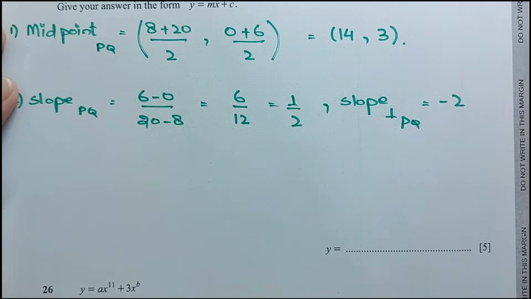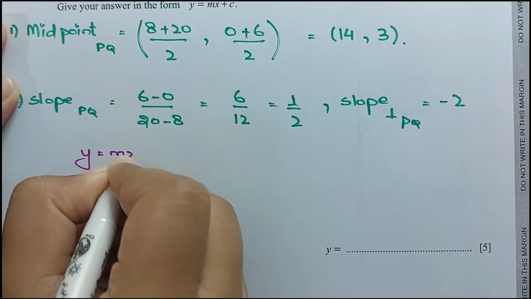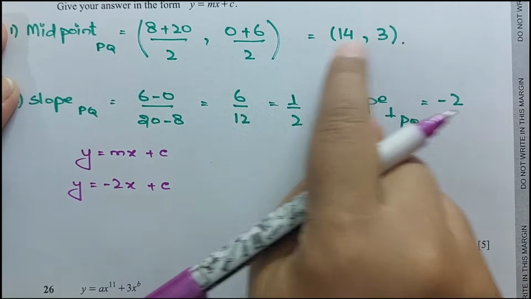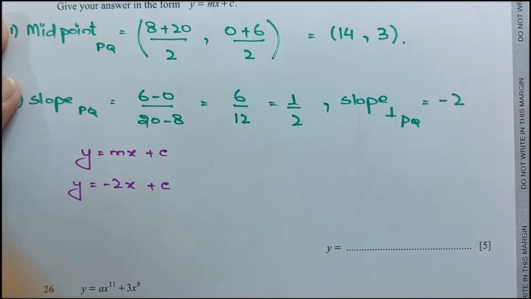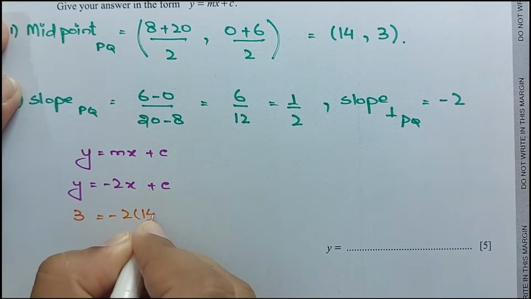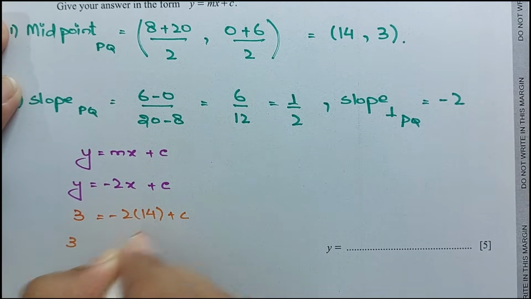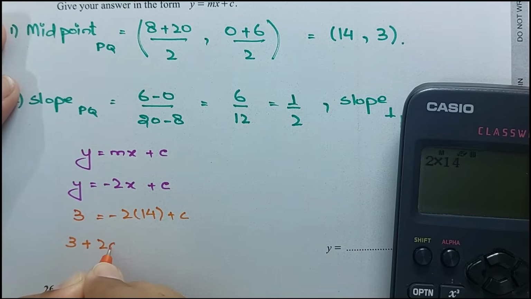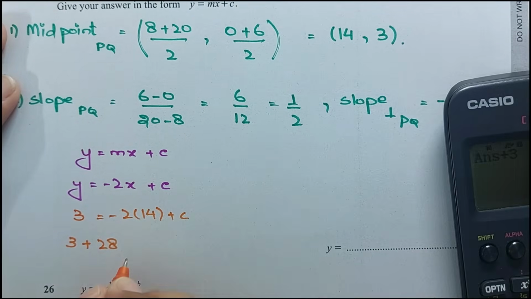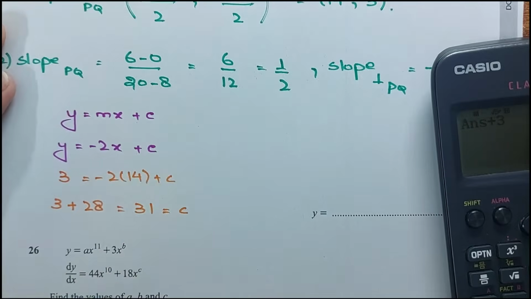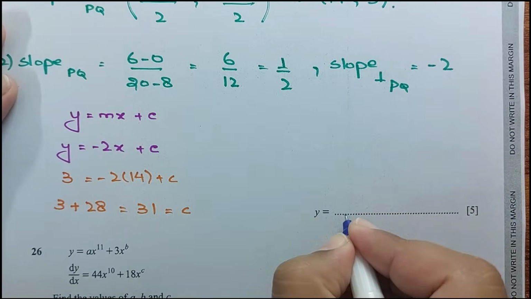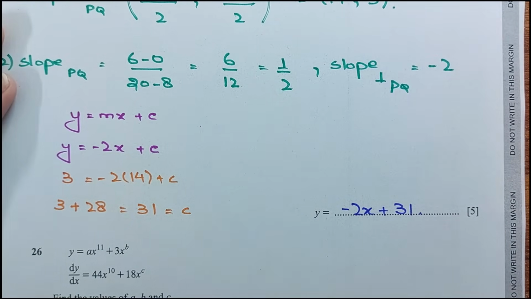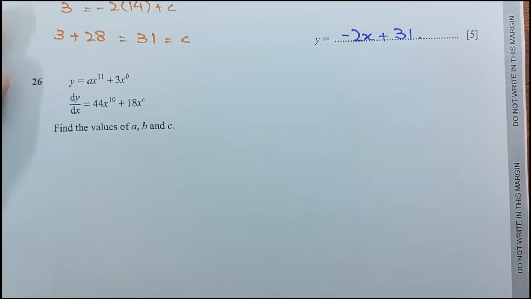Right? Now let me write the equation. y equals mx plus c. So y equals minus 2x plus c. To get the c value, use the point x is 14 and y is 3. Okay, y value is 3, minus 2 times the x value 14, plus c. So this is 3, and this minus shifts to plus. 2 times 14 is 28. 28 plus 3 is 31. That is the c value. Okay, once we got the c value, we have the equation y equals mx plus c, minus 2x plus 31. That is the equation of the perpendicular bisector of PQ.